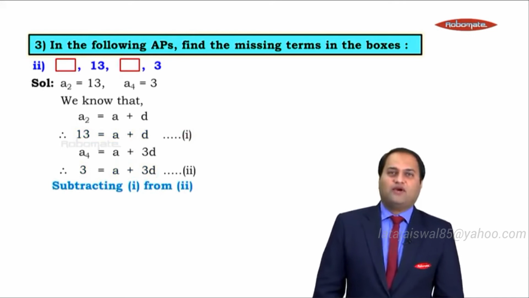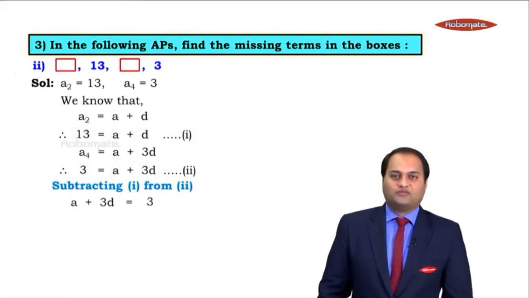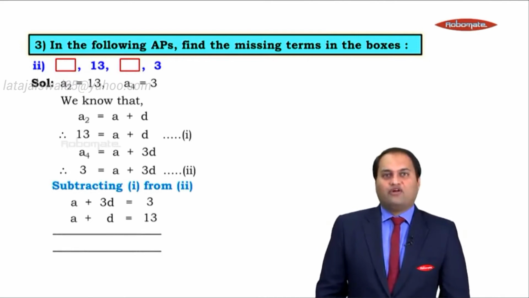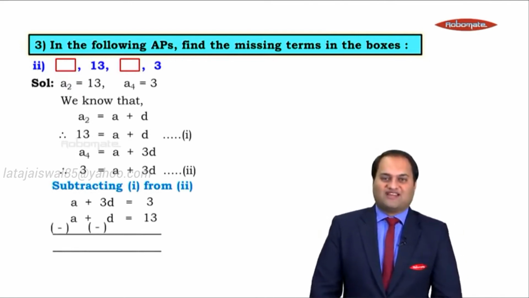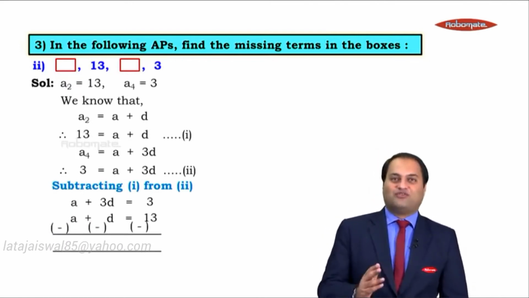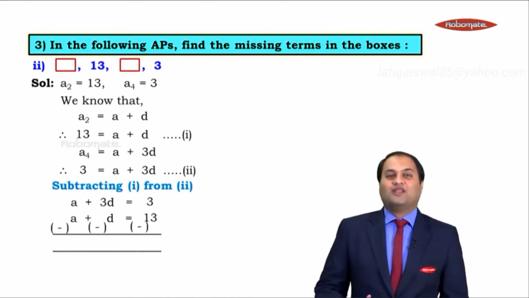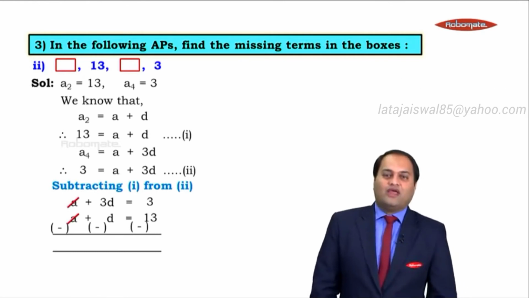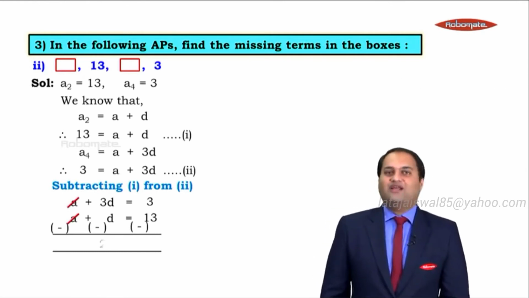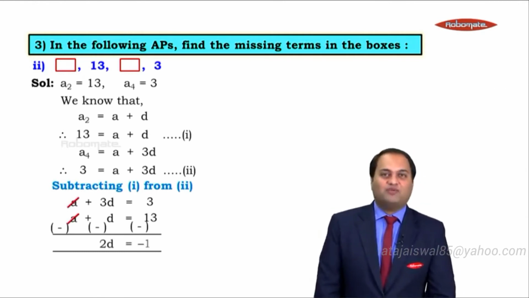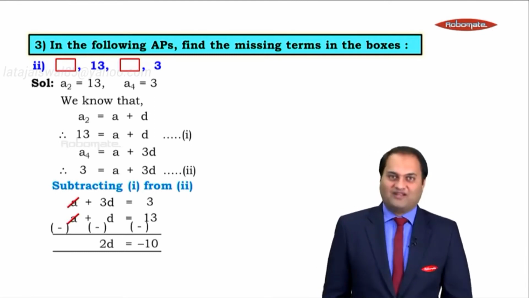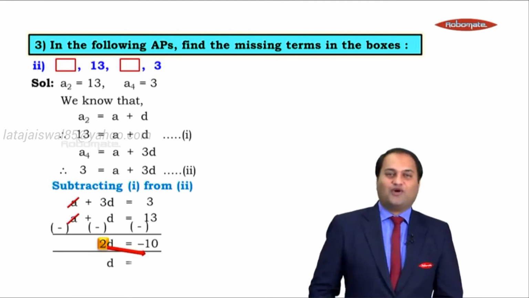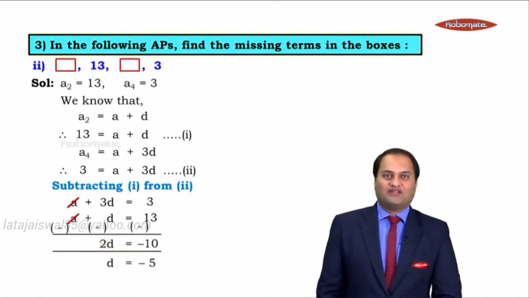Whenever you subtract equation 1 from 2, the equation 2 comes first. Then you write the first equation, right? And whenever you are subtracting, don't forget to change the signs, right? The concept of linear equations in two variables, the method is elimination by equating the coefficients, right? A and A get cancelled, 3D minus D will become 2D, and 3 minus 13 will become minus 10. 2D is equal to minus 10, 2 goes to the denominator, you get D is equal to minus 5.